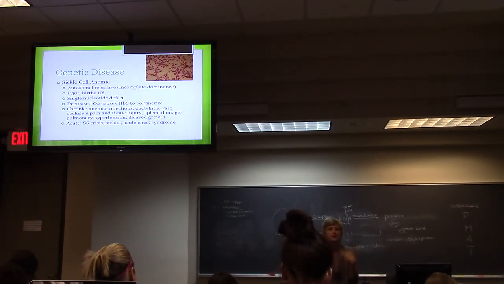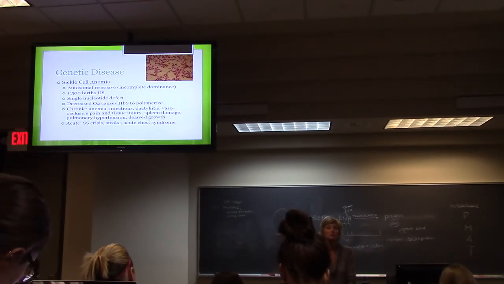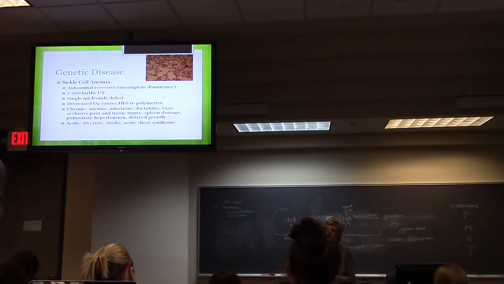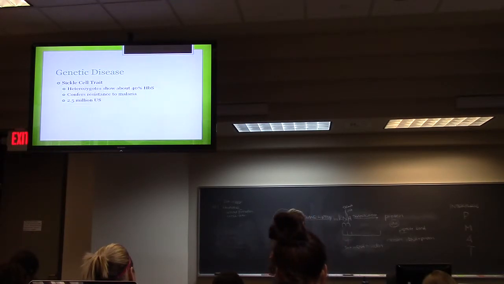The spleen is trying to clean all these red blood cells up. Pulmonary hypertension, delayed growth chronically, and then acutely there are sickle cell crises where the person will go into a stroke or acute chest syndrome or some kind of myocardial infarction, and tremendous pain during crises. That's the disease. What if you are heterozygous? Then you're carrying the trait, and that is the heterozygote.